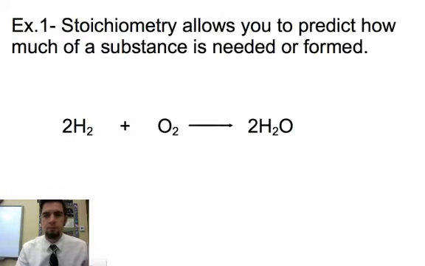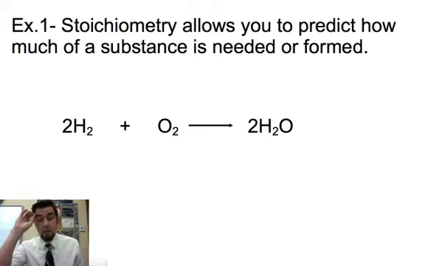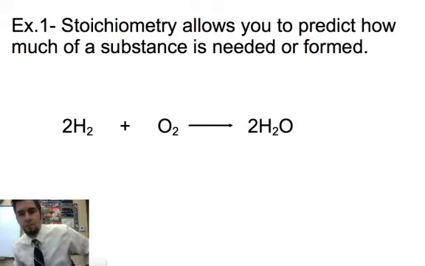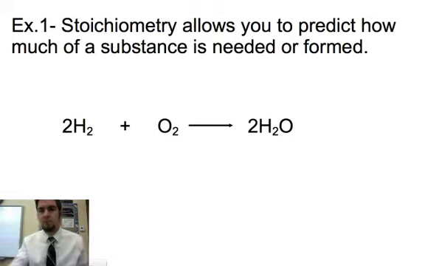Alright, we're going to go ahead to our first example. Stoichiometry allows you to predict how much of a substance is needed or formed. In this equation right here, we can read it in stoichiometric terms as 2 moles of hydrogen react with 1 mole of oxygen to produce 2 moles of dihydrogen monoxide, also known as water.